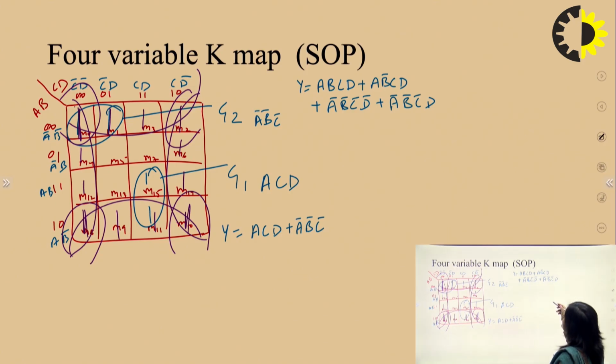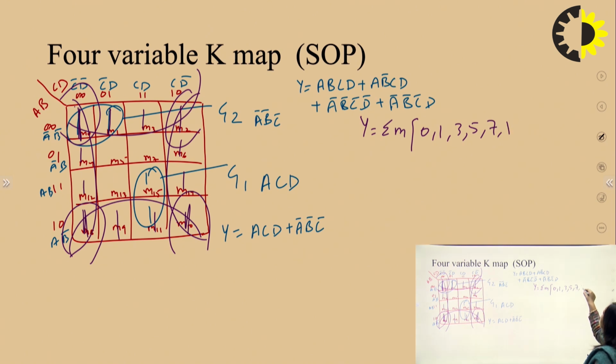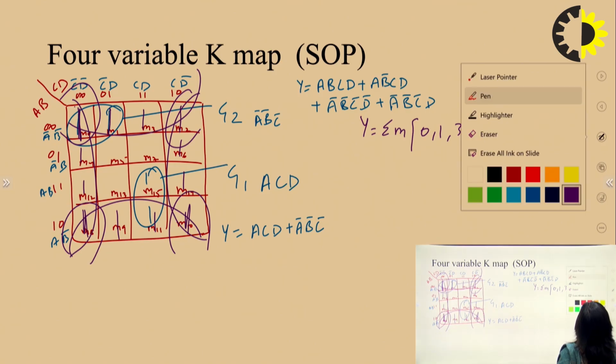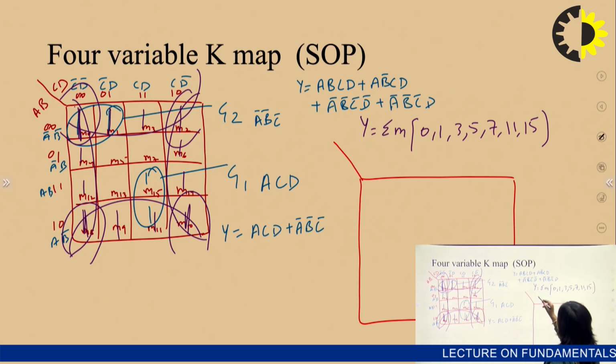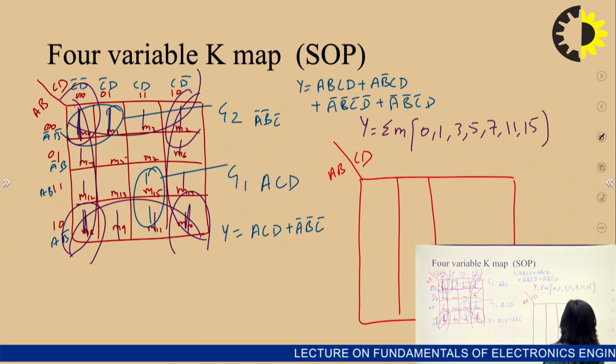Like if the expression is written in the form of 0, 1, 3, 5, 7, 11, 15, these numbers are the minterms. For these numbers we have to put the value 1. Like this is our K-map. This is AB, this is CD, and now we will put the values.